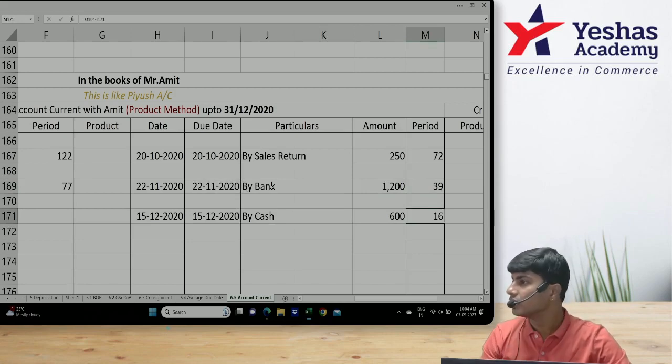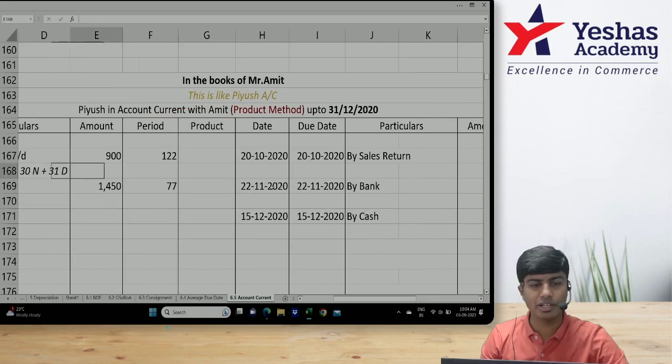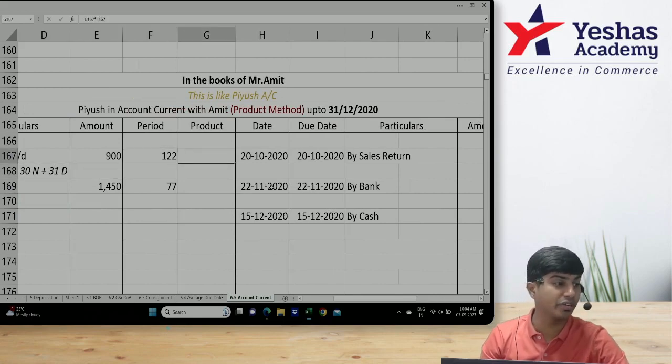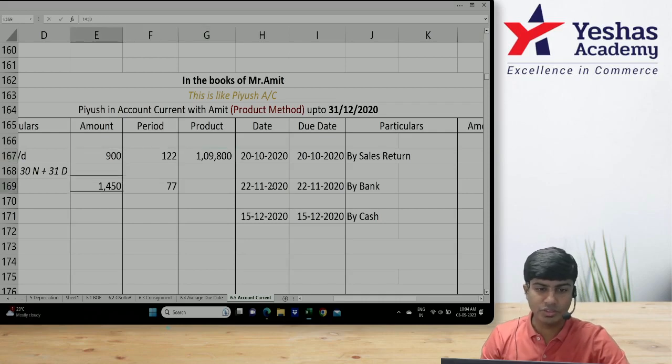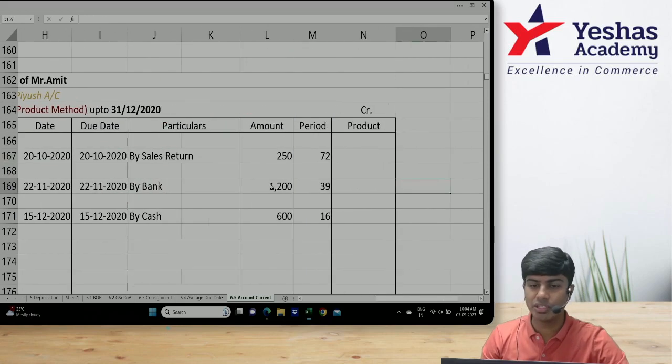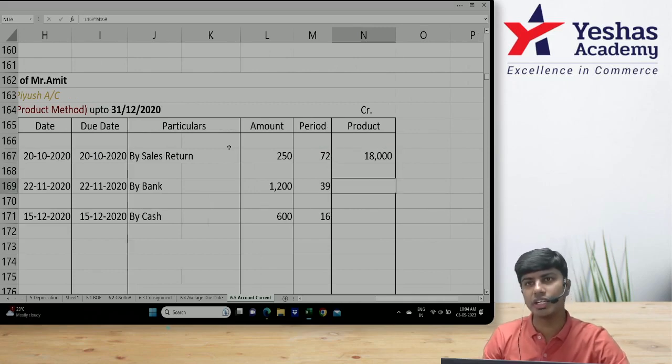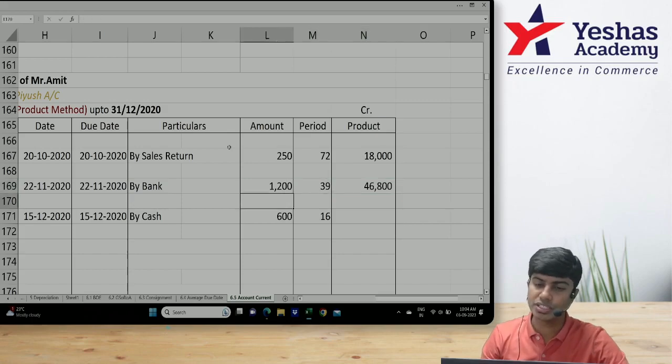We have it ready. Shall we do the interest table or product? Product. Come on here, identify product. 900 into 122, 1,09,800. 1,450 into 77, 1,11,650. Come on this side, 250 into 72. 1,200 into 39. 600 into 16.